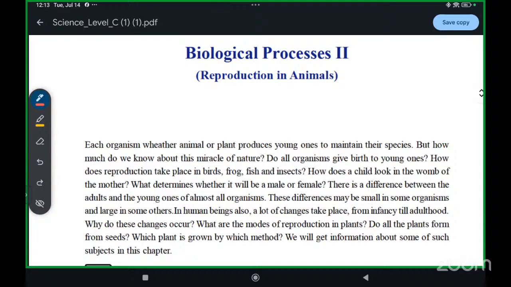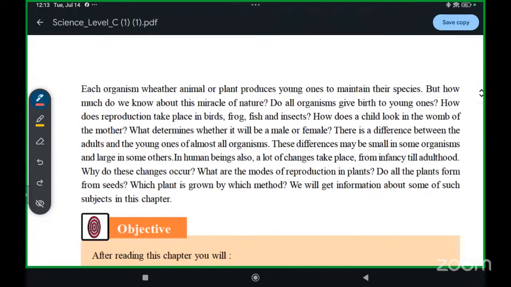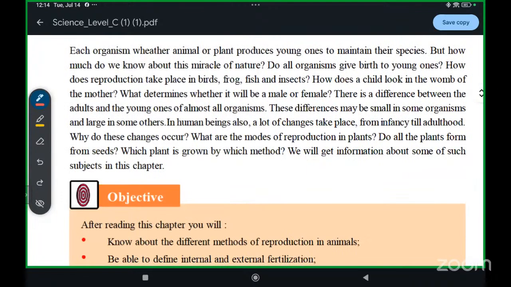This is how this line of a particular organism is maintained through reproduction. Now, in this chapter we are going to talk about reproduction in various organisms, in animals, plants, and humans, and how there are different ways in which animals reproduce. Not all of them give birth to babies directly. Some of the animals lay eggs. So we will discuss that now.